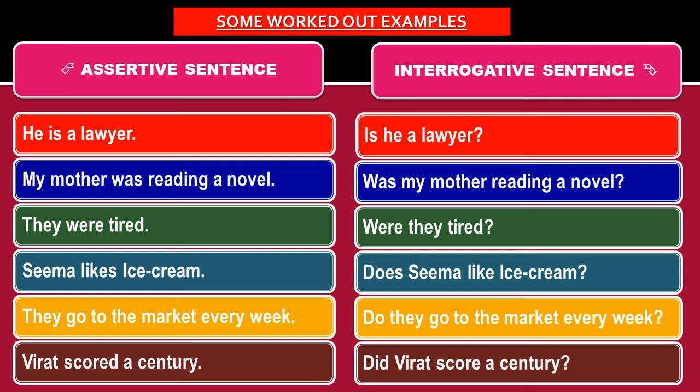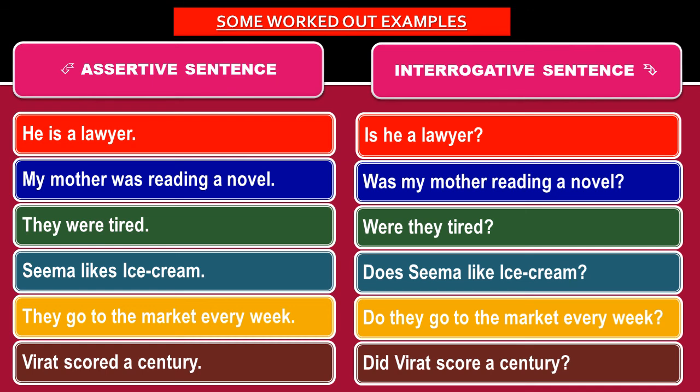Now the next sentence, they go to the market every day. Again, go is the main verb, so this is in present tense. Since it is in present tense, we have to decide whether to use do or does, and it depends on the subject of the sentence. What is the subject of the sentence here? They. They is third person plural number. So for third person plural number, we have to use do. So your answer would be, do they go to the market every day?